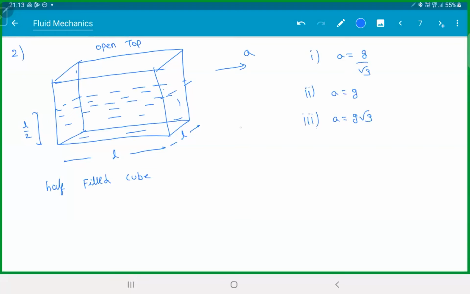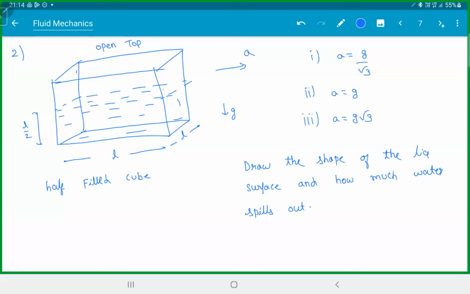So you're accelerating the container, gravity is there. Are you getting how it is? You have a container, you suddenly started accelerating. Draw the shape of the liquid. So how will the shape of the liquid look like? It won't be horizontal. Draw the shape of the liquid surface and find out how much water will spill out. How much water spills out? I hope the question was clear.